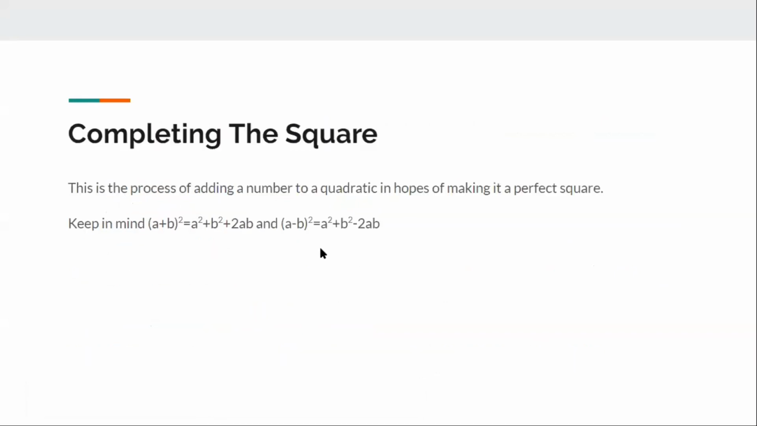Completing the square. This is the process of adding a number to a quadratic in hopes of making it a perfect square. Keep in mind, (a plus b) whole squared is equal to a squared plus b squared plus 2ab, and (a minus b) squared is a squared plus b squared minus 2ab when you do these completing the square problems.